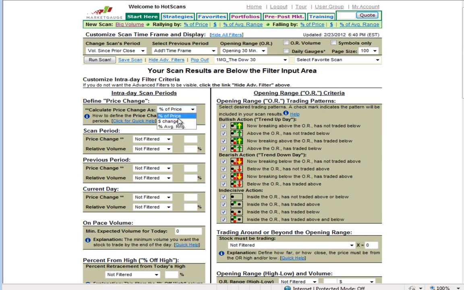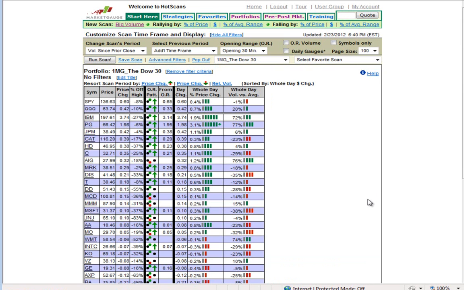So you're going to get a different list depending on what you choose here. Most people just tend to look at either dollar or percent price change. Most products tend to give you that option. This product gives you the percent of average range. So back to the Dow, dollar change is what I want to change my setting to. Run scan. I'll hide the filters. And now when I sort by price change, you can see IBM is coming up at the top. Why? Because it's got the biggest dollar change. The next biggest dollar change is PG, and then JP Morgan, and then CAT.